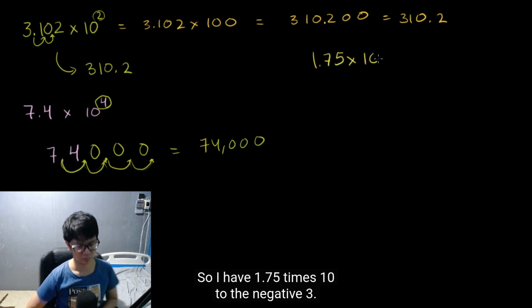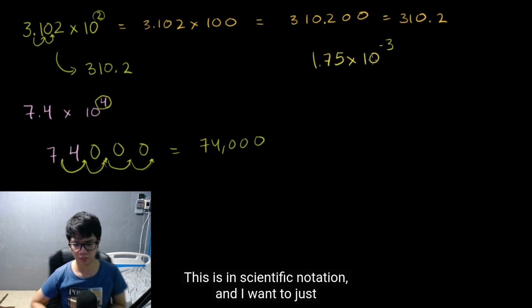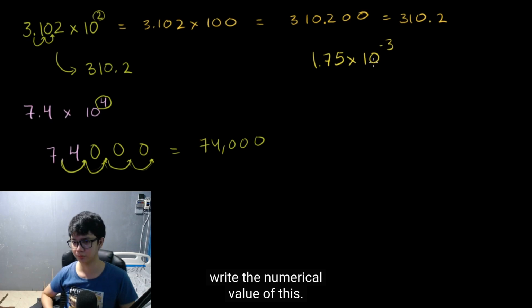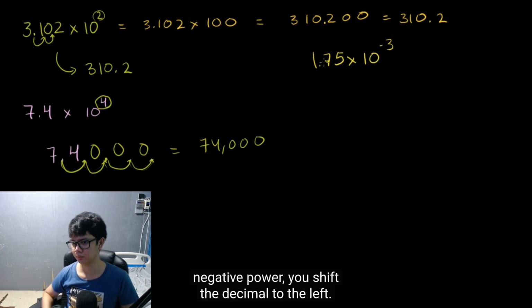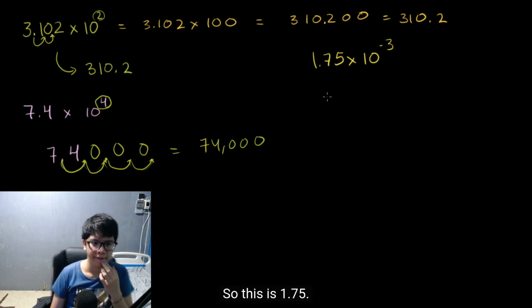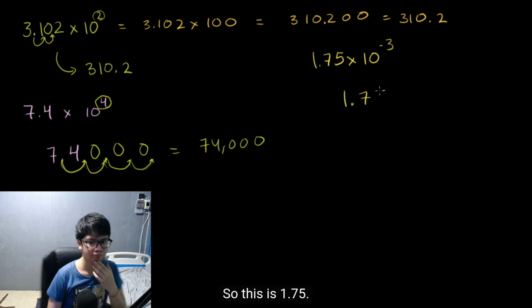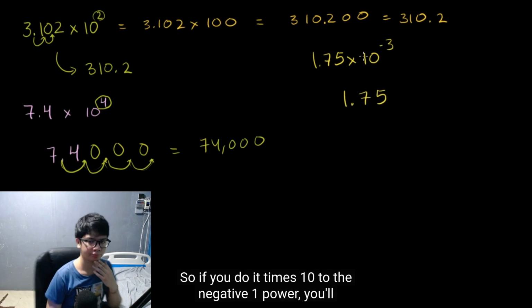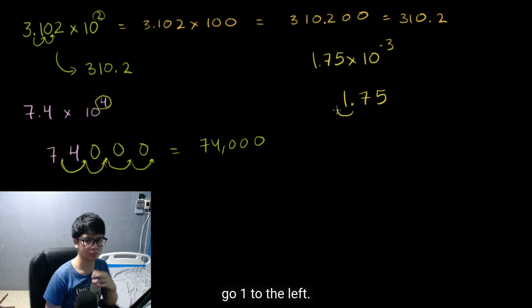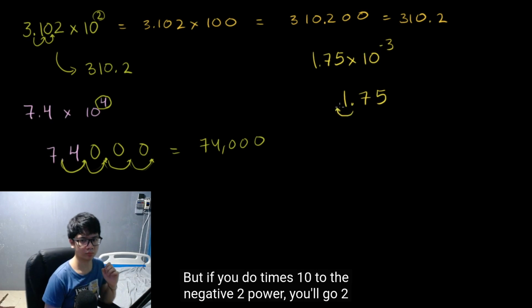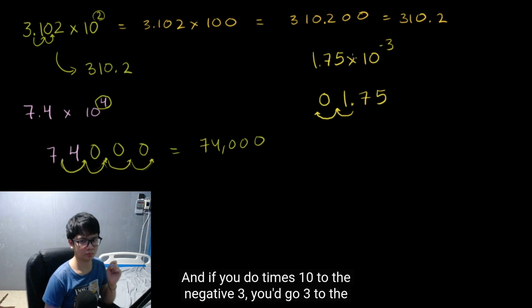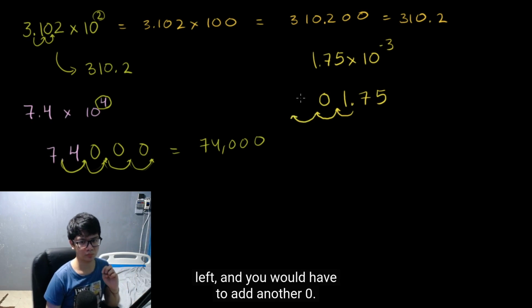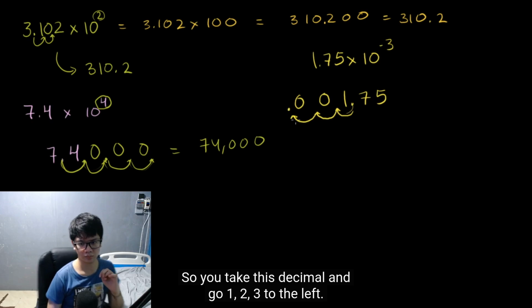So I have 1.75 times 10 to the negative 3. This is in scientific notation, and I want to just write the numerical value of this. So when you take something times 10 to the negative power, you shift the decimal to the left. So this is 1.75. If you do it times 10 to the negative 1 power, you will go 1 to the left. But if you do times 10 to the negative 2 power, you'll go 2 to the left. You have to put a 0 here. And if you do times 10 to the negative 3, you go 3 to the left, and you would have to add another 0. So you take this decimal and go 1, 2, 3 to the left.